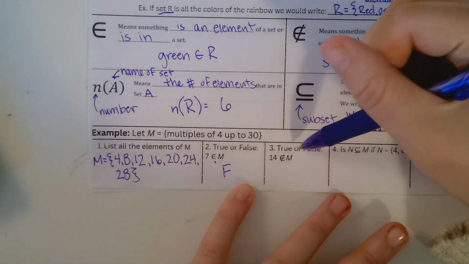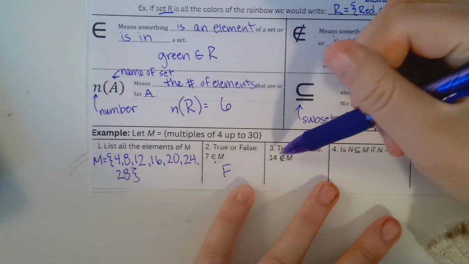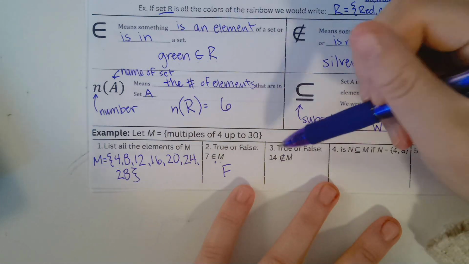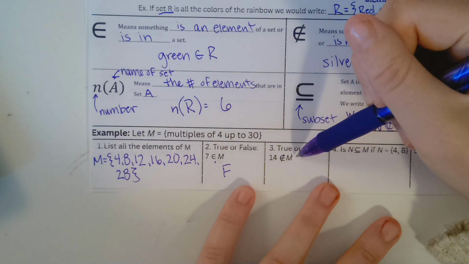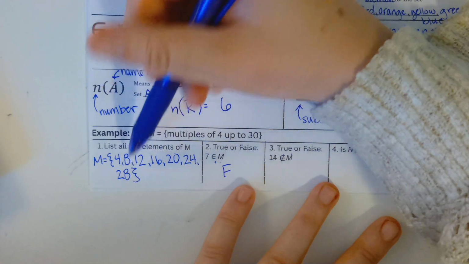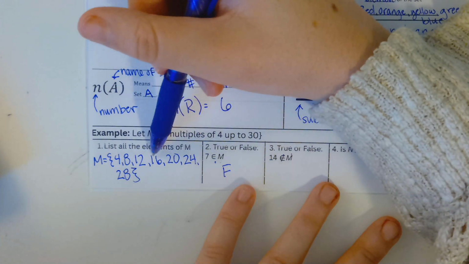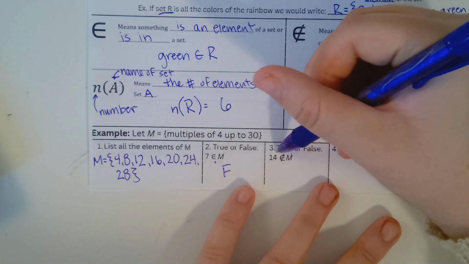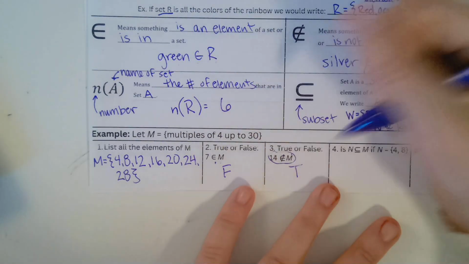Now this next statement is also a true or false, and it's asking us, is 14 not an element of M? The statement is saying 14 is not an element of M. So I'm going to look and see, do I see 14 in this set? And I do not. It would be right here, and I don't see it. So in that case, 14 is not an element of M, which actually makes this a true statement. So I'm going to say T for true.